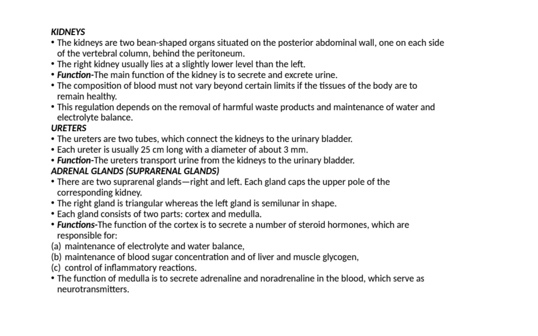The next organ is kidneys. They are two bean-shaped organs situated on the posterior abdominal wall, one on each side of the vertebral column, behind the peritoneum. Right kidney usually lies at a slightly lower level than the left. What is the function? Secrete and excrete urine.